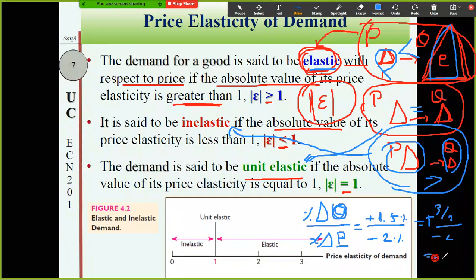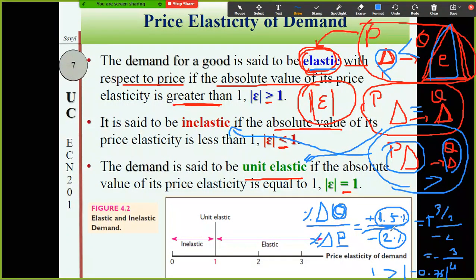So it's -3/4. What is 3/4? 0.25. 0.25 compared to 1, when we take the absolute sign, is smaller than 1. So let's check. When the price changes by 2%, the quantity changes by only 1.5%. That's why quantity change is smaller than price change. This is what we call inelastic.